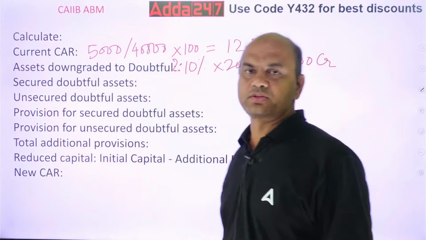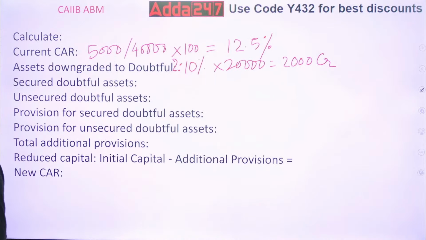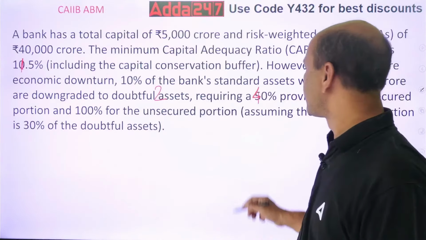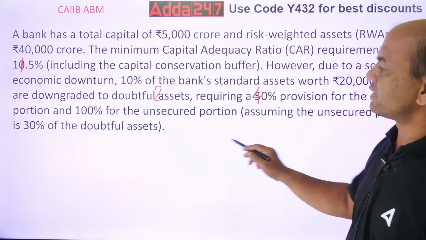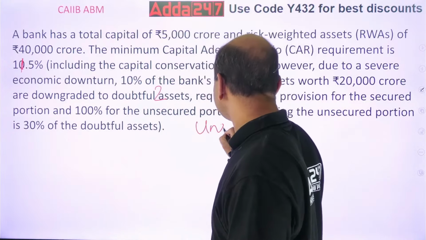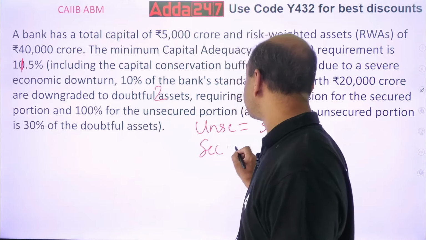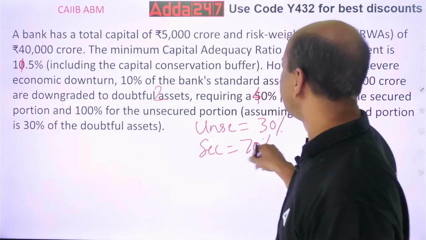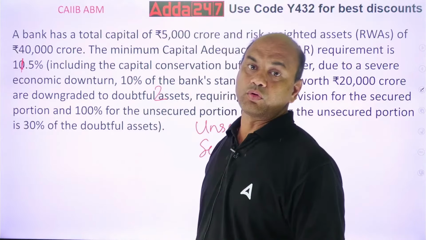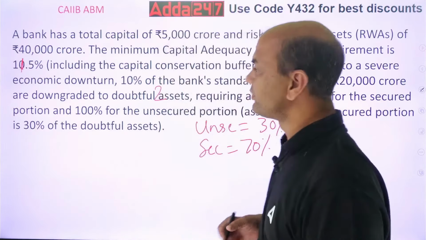Secured doubtful assets. Which are the secured doubtful assets? There is one point given in the numerical. Look at this: assuming the unsecured portion is 30% of the doubtful assets. So unsecured equals 30%, and secured will be 70% of the total doubtful assets. So 70% of what? How many have been converted to doubtful assets? Just now we saw it.